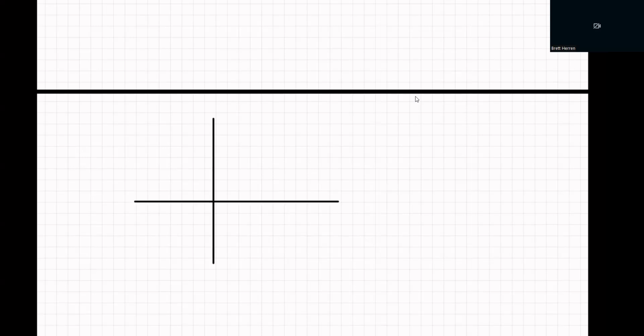Because if you have an axis system and you have some point here, call it x1, y1, it's over x1, up y1. And some other point that's out here, x2, y2. It's over x2, up y2.